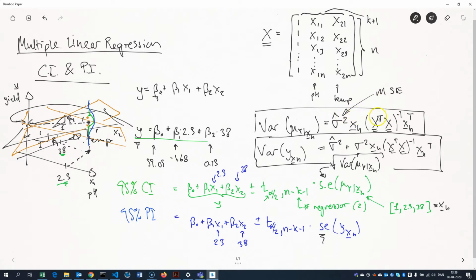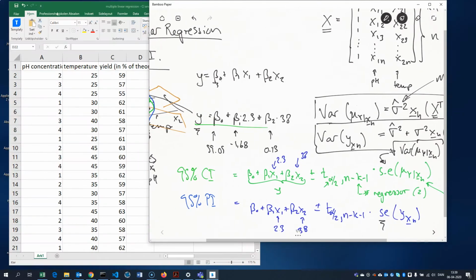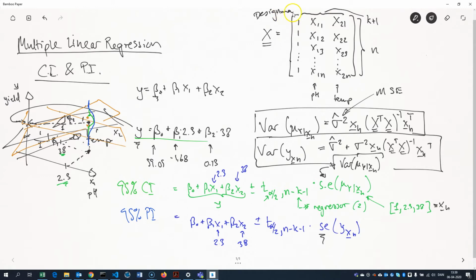We'll use that here. This matrix here is the design matrix. The columns of this matrix consist of the first regressor variable and the second regressor variable, pH and temperature, and then it has a column of ones. The xh vector here is the vector which holds the values that we're interested in, in our case 2.3 and 38, and also a 1 here. And then I think we're ready to go to Excel.